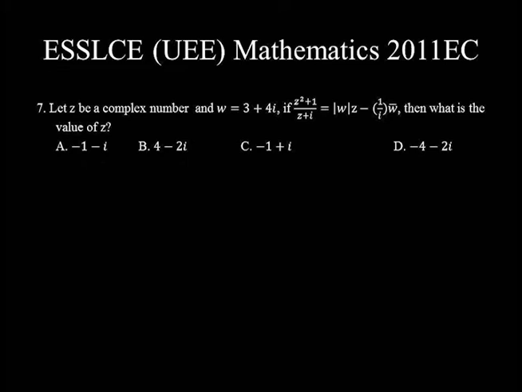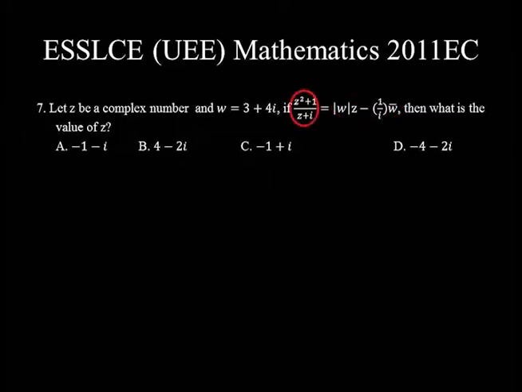Question number 7. Let z be a complex number and w equal to 3 plus 4i. If z squared plus 1 divided by z plus i is equal to the magnitude of w times z minus 1 over i times the conjugate of w, then what is the value of z? Let's simplify the left and the right hand expressions separately.